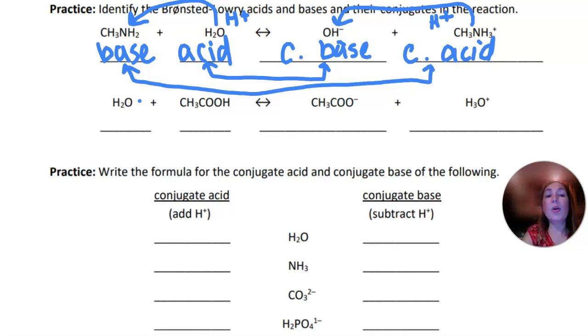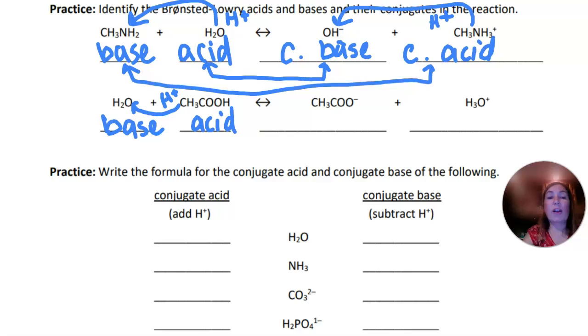Let's look at the next one. Water plus CH3COOH makes CH3COO minus plus H3O plus. So the H is being given up by the CH3COOH to water. So that's an acid. And water is accepting, so water's a base. Again, we're seeing how amphoteric water can be. Here it's a base, here it's an acid, it'll be whatever you need it to be.